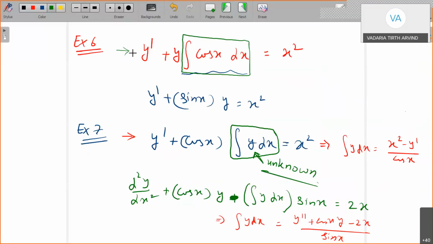Okay, sir. Yeah, sir, if instead of cos x it was c dx, then the final equation would be cxy, right? Yeah, yeah. So in that equation, do we have to consider c as arbitrary? Do we have to differentiate once or not?